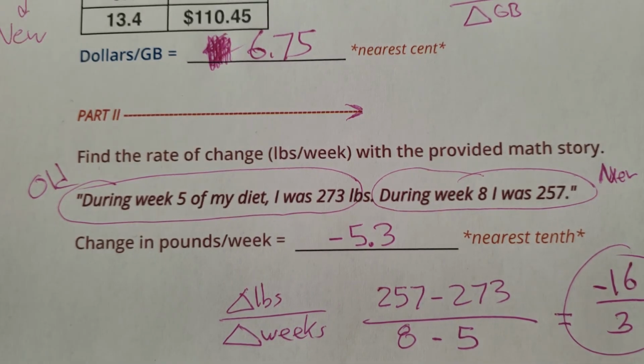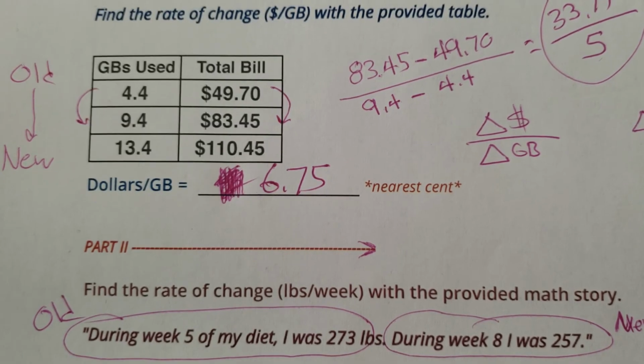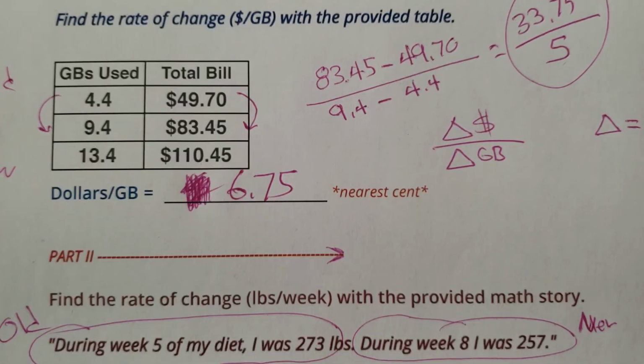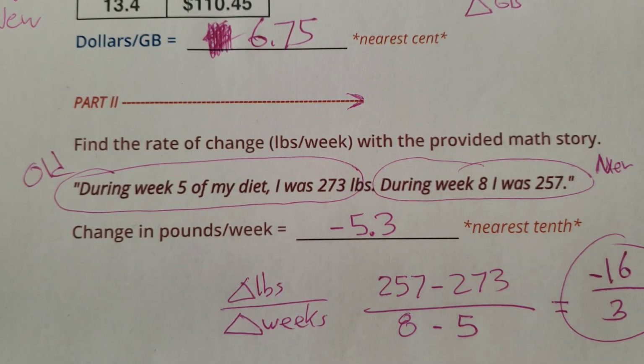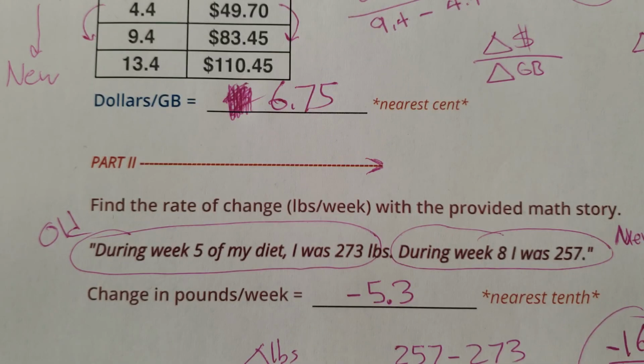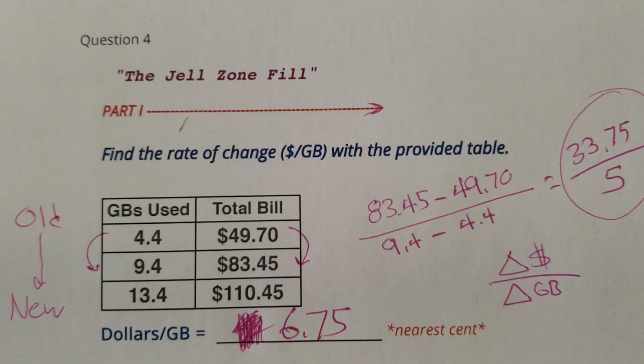All right, that's it, friends. That's how you find the rate of change. It's going to be a division of changes. And how do you find changes? You do new minus old. New minus old over new minus old, and then do the division. All right. I think that's it for the cell phone bill.